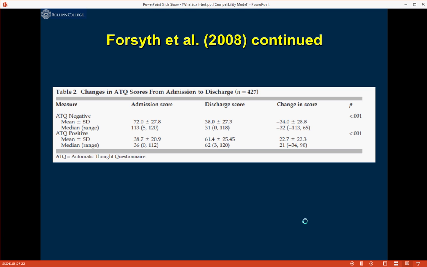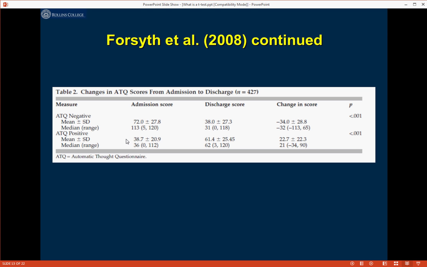In this example, the participants had a mean of 72.0 at admission on the ATQ negative subscale, and a mean of 38.7 on the ATQ positive subscale. Now, if treatment's working, you would expect this number here to go down by discharge, and it does. It goes from 72 to 38. And the positive score should go up, right? So it's at 38.7 here, and it goes up to 61.4. Well, that's all pretty consistent with what we would expect to see in successful treatment, or at least, if not successful treatment, at least remission of symptoms.